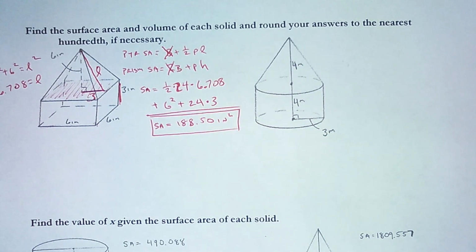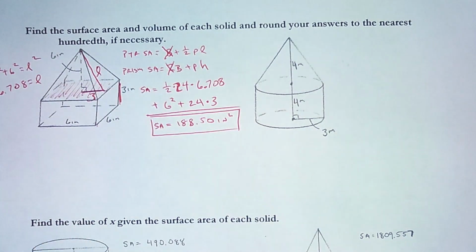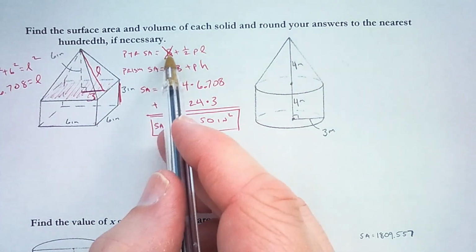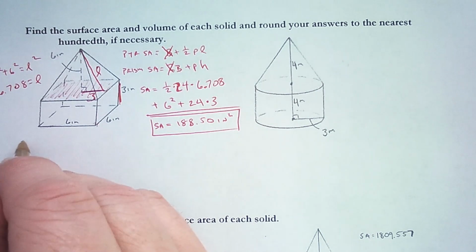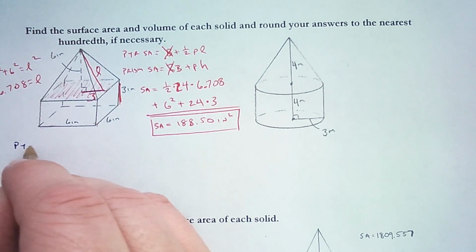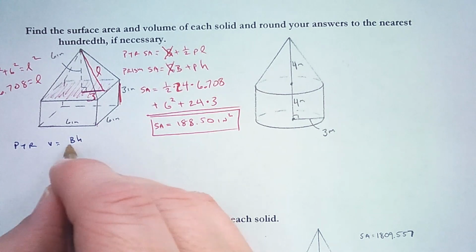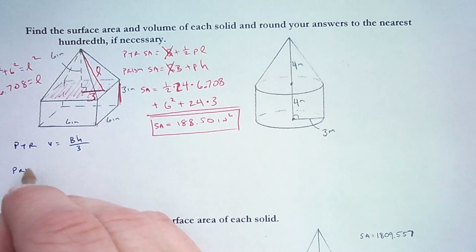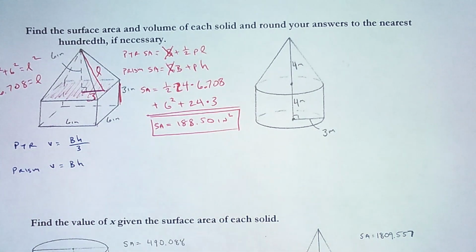For the volume, the fact that bases cover each other up does not change how much space is inside of this figure, so we will not have to cross anything out on volume like we did on surface area. So for the pyramid, the volume is area of the base times the height divided by 3. And for the prism, the volume is area of base times height.